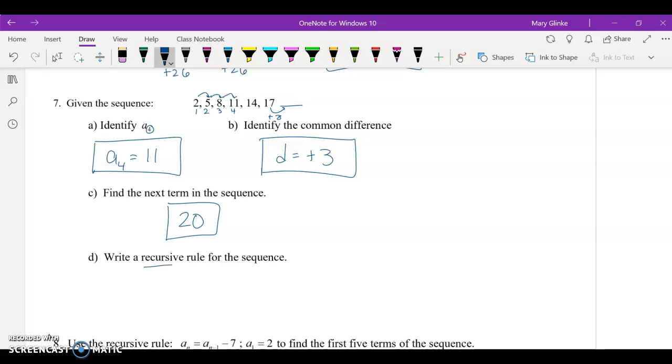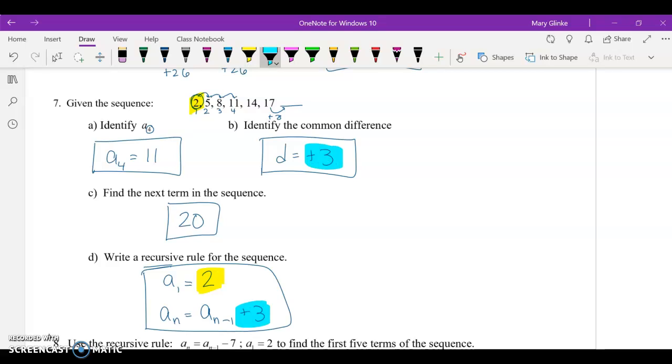And the recursive rule requires two things: the first term and how I get to the next term. So the first term was 2, that's just whatever I'm starting with. And to get to the next term, I take the previous term and I add 3, because that's my common difference. Okay, so that will always match up with your common difference. If I didn't say that already, I should have. So it's the previous term plus the difference.